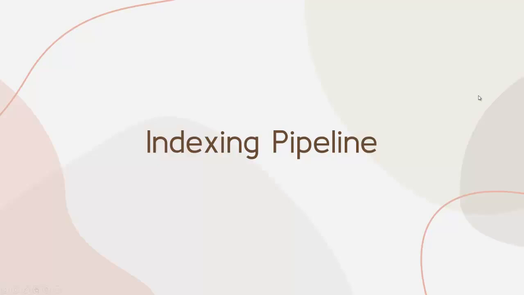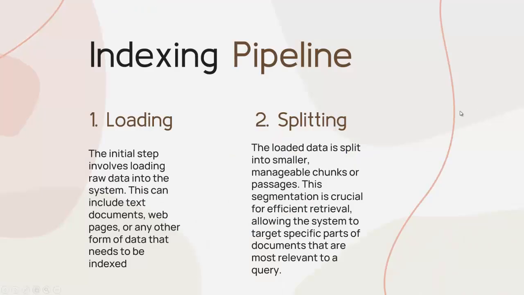The first is the indexing pipeline. The indexing pipeline is of four parts: loading, splitting, embedding, and storing. The loading part is where we load all the data. Splitting is where these retrieved documents are split into manageable chunks.